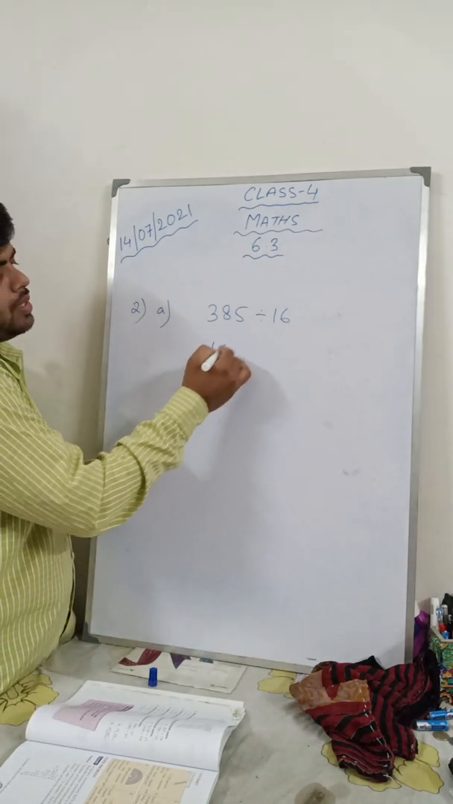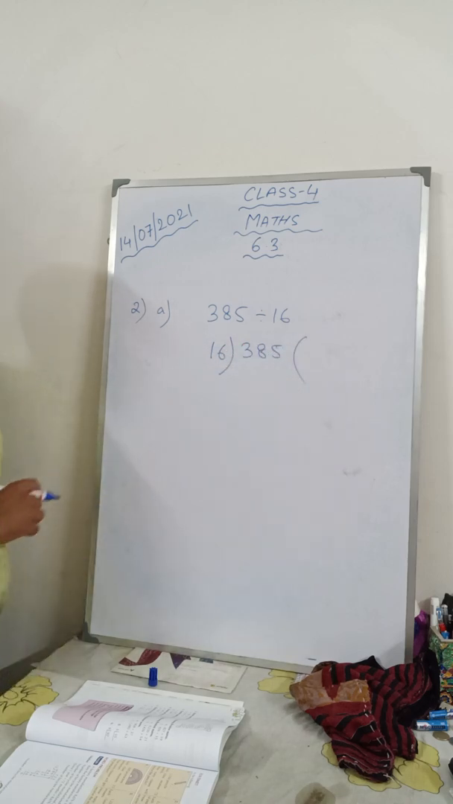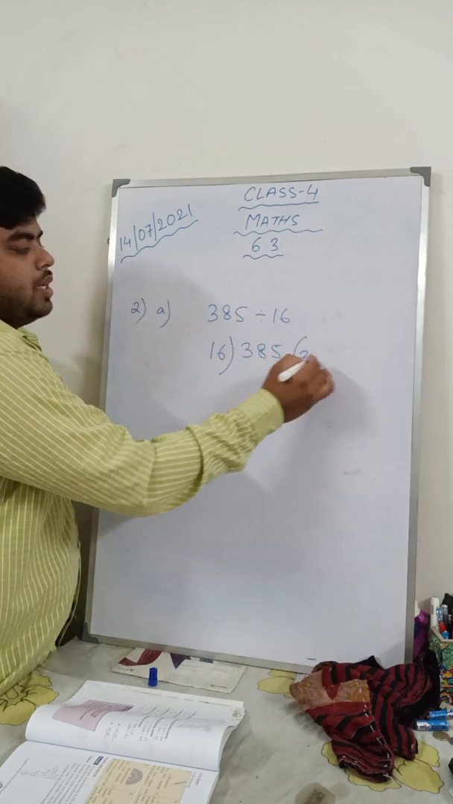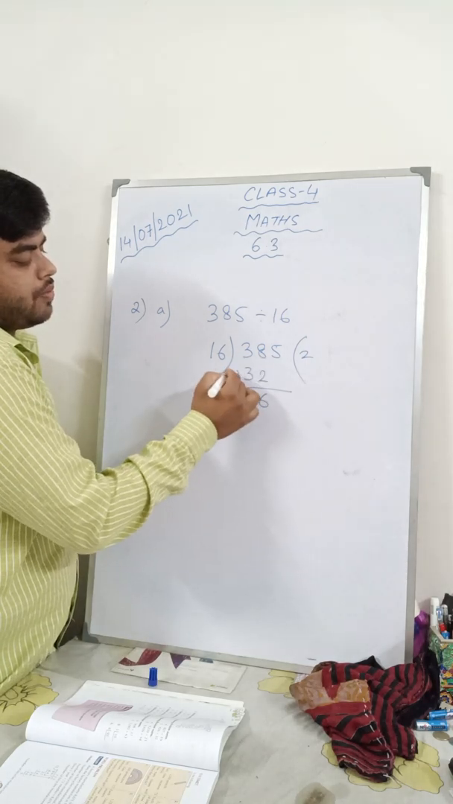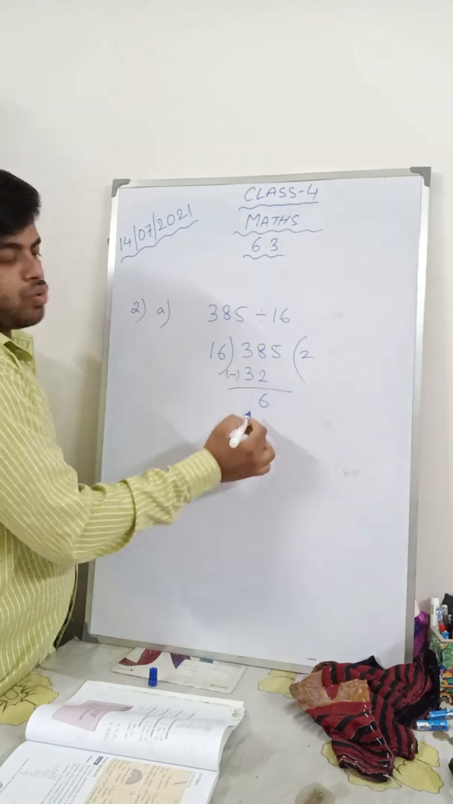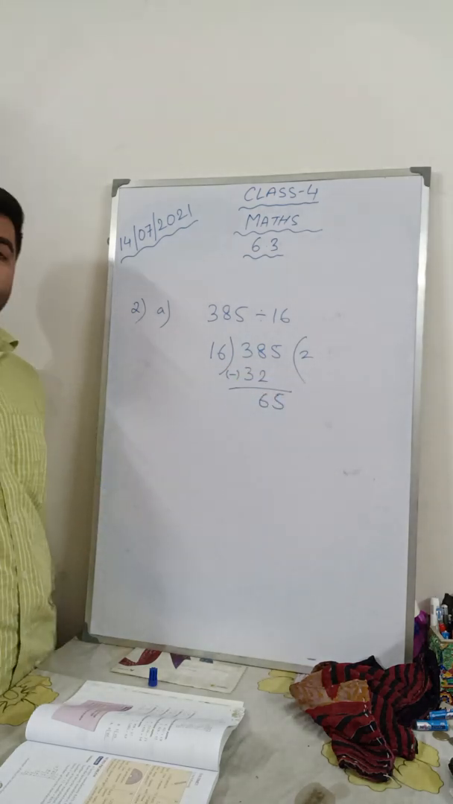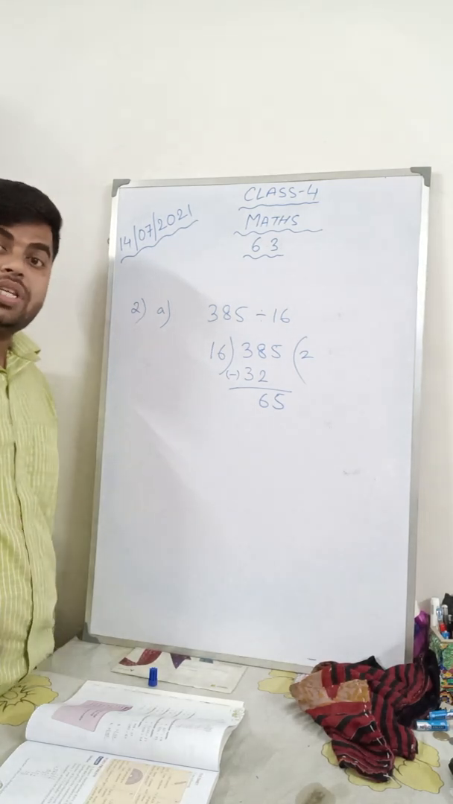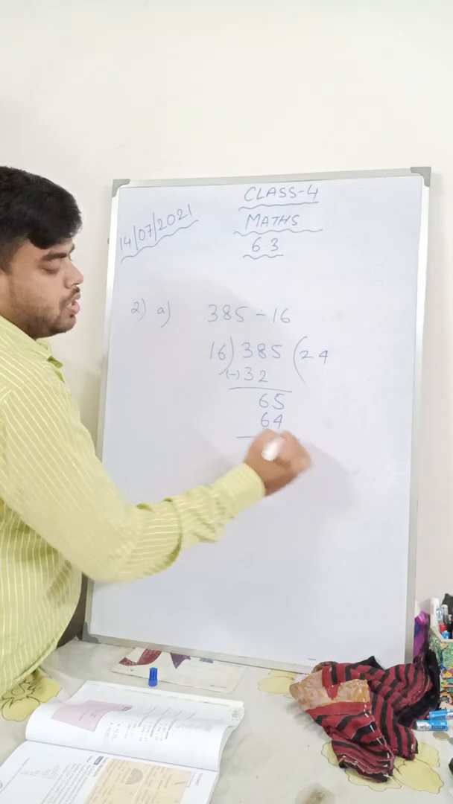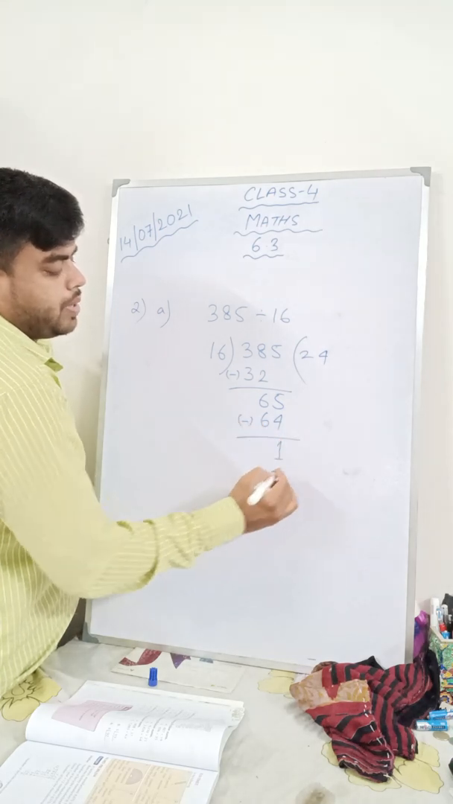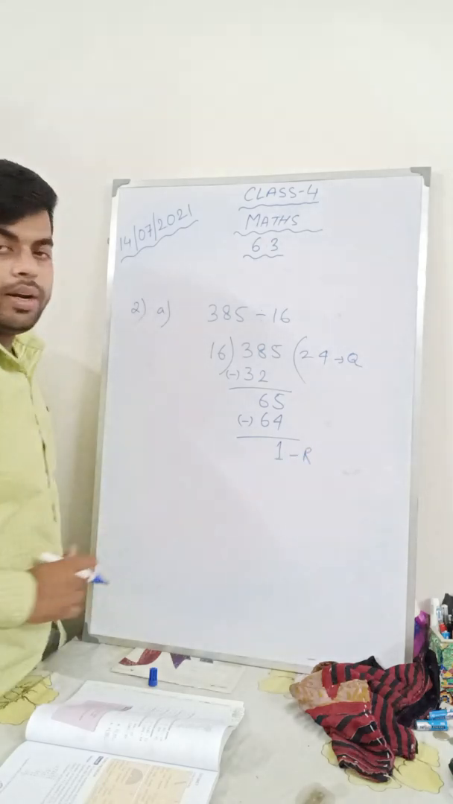So you will divide 385 by 16. 16 2s are 32. 6 comes down after subtracting. 38 minus 32 is 6 and 5 comes down. 16 3s are 48. 16 4s are 64. Now you minus and 1 is your remainder. So this is your quotient and this one is your remainder.